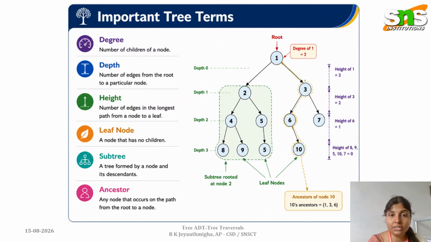Degree is the number of children of a node. Depth is the number of edges from the root to a particular node. Height is the number of edges in the longest path from a node to a leaf. Subtree is a tree formed by a node and its descendants. Ancestor is any node that occurs on the path from the root to a node.